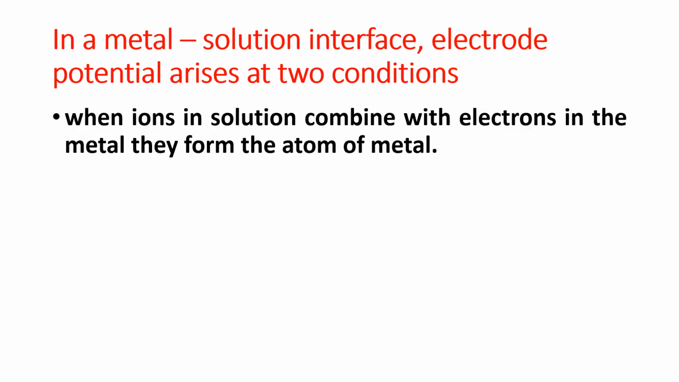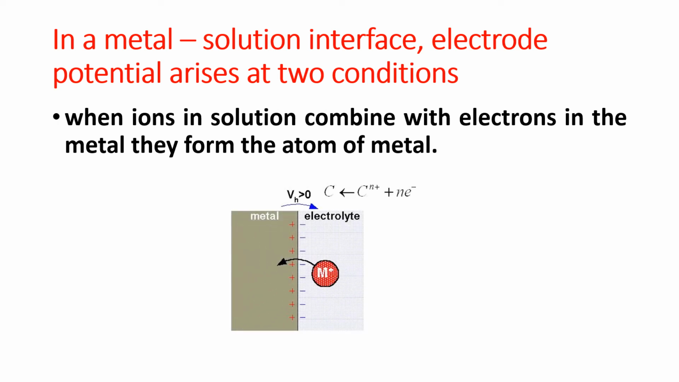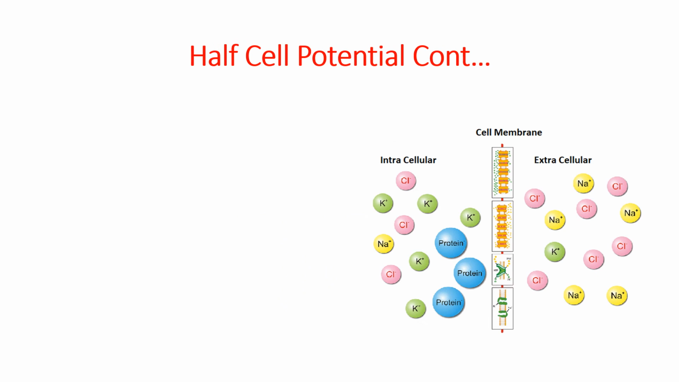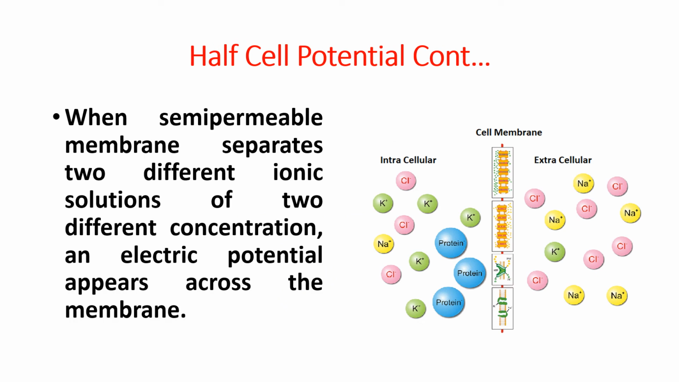When ions in solution combine with the electrons in the metal, they form the atom of metal. Due to this also, electrode potential arises. Here is the representation for that. When a semi-permeable membrane separates two different ionic solutions of two different concentrations, an electric potential appears across the membrane.